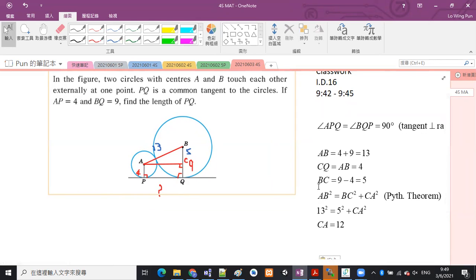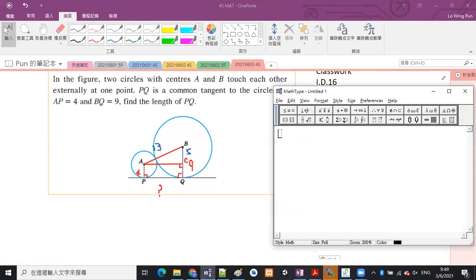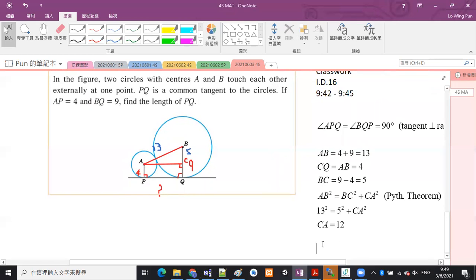Finally, the question asks us to find PQ, and PQ should be equal to AC because they are the opposite sides of a rectangle. So PQ is equal to AC, which is 12. This is a property of the rectangle, and that is the answer.